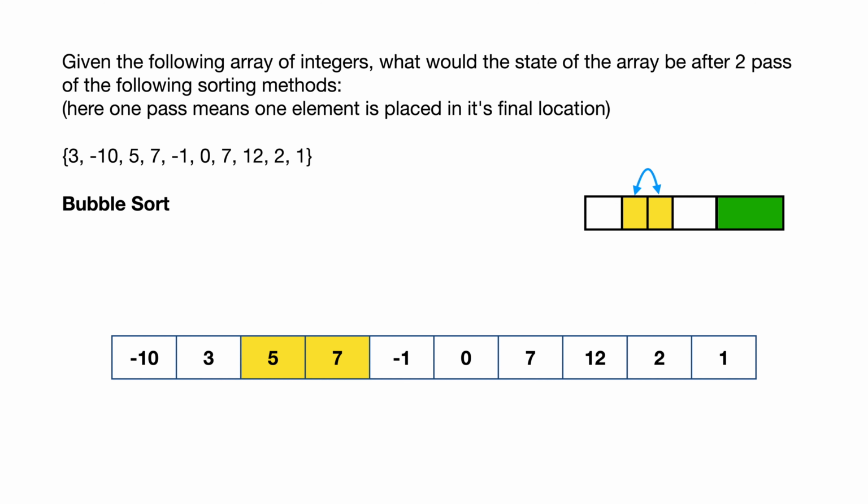Same thing with 5 and 7. And then we get to 7 and negative 1. So we need to bubble 7 past negative 1. So we swap these two. And then we compare 7 with 0. We swap those two again.